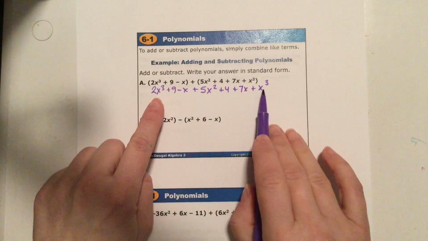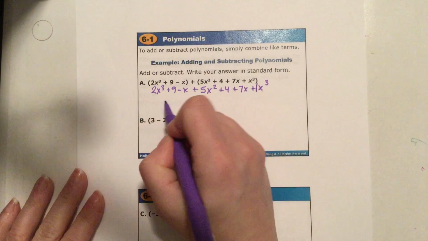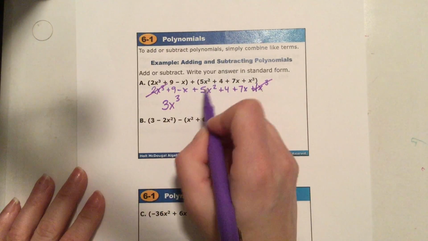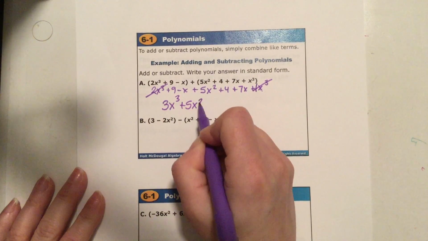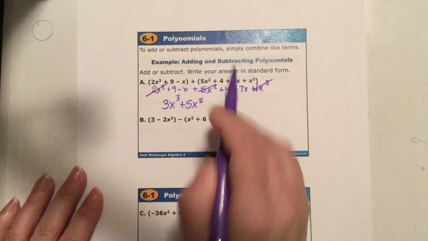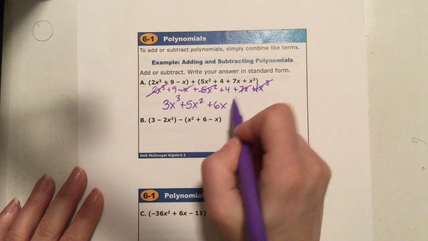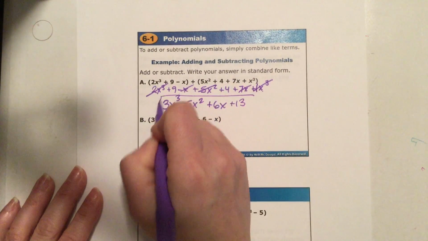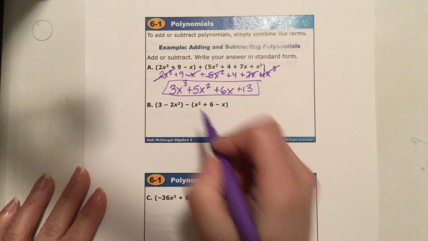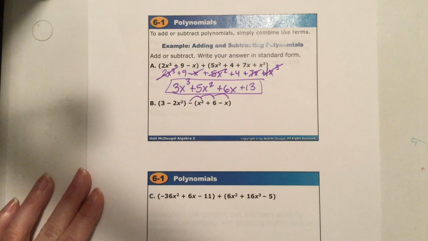So the highest exponent I see is a 3. This is 2x cubed. This is 1x cubed. 2x cubed and 1x cubed makes 3x cubed. X squareds. I have one term with an x squared. That must come next. Negative 1x and positive 7x makes 6x. Positive 9 plus 4 is 13. Standard form.